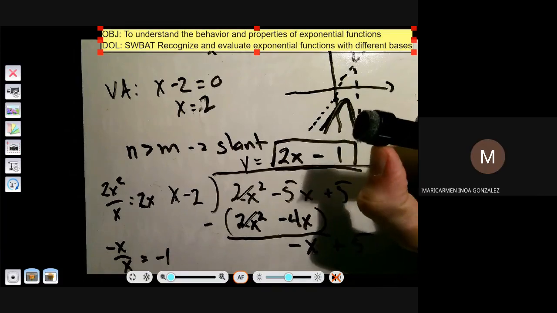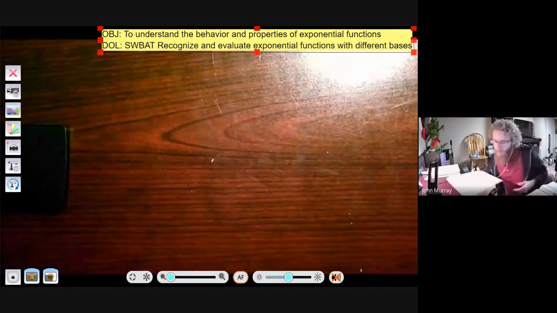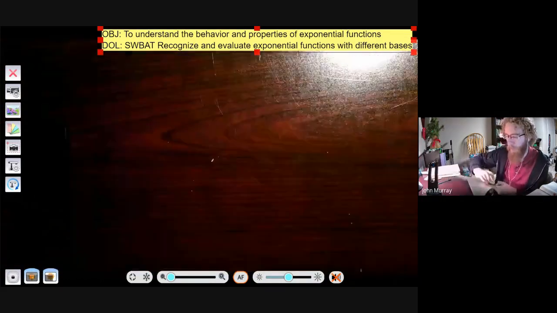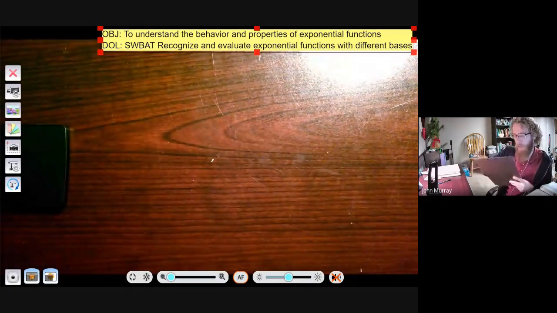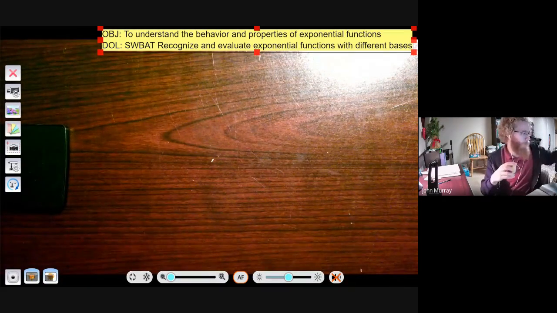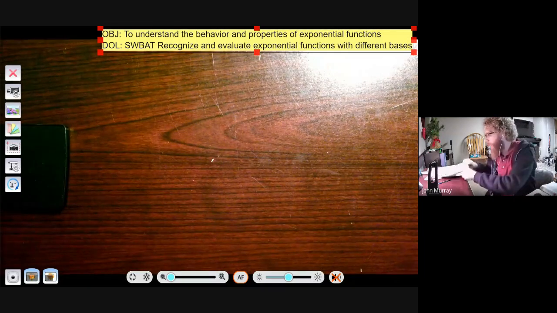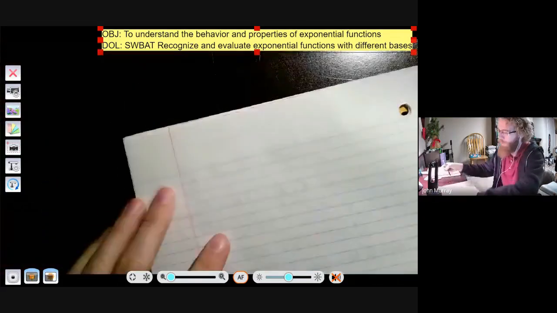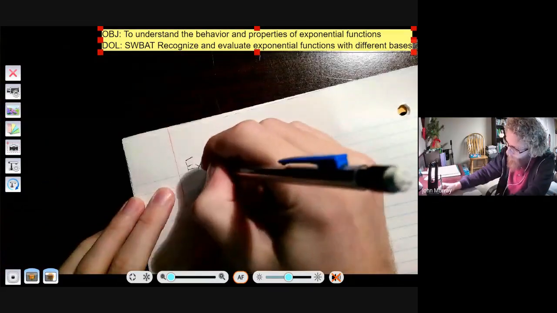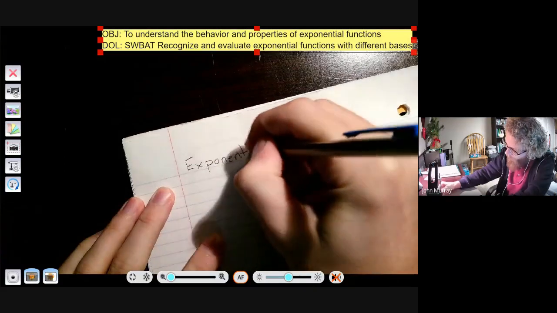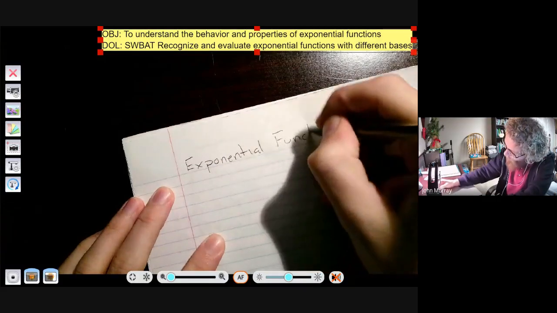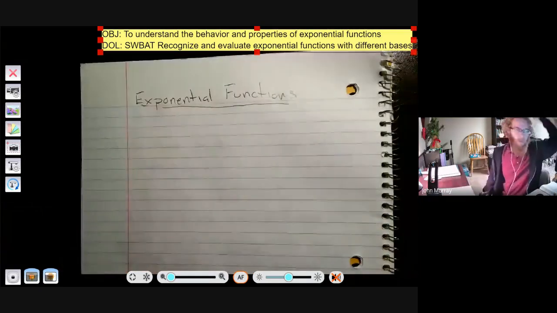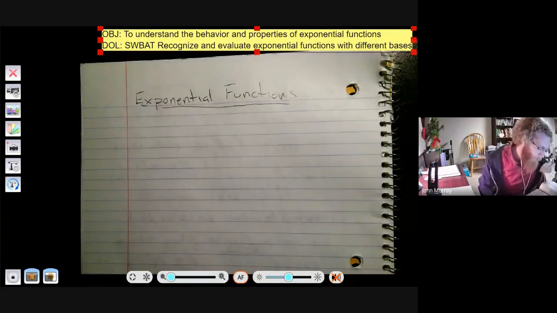All right. Any other questions or issues or comments before we move on? Because we're starting a brand new topic today. So we'll see how much time we have. Today might just be an introductory lesson. Exponential functions.